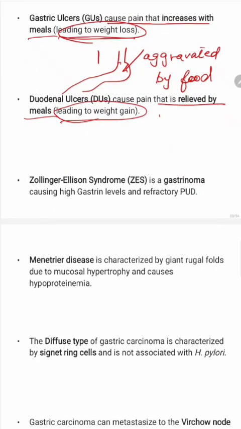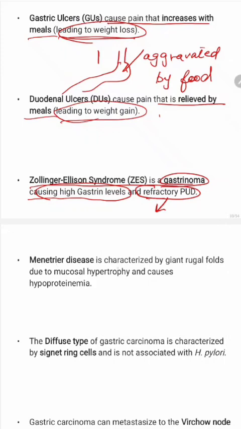Now, Zollinger-Ellison syndrome. It is a gastrinoma causing high gastrin level and refractory peptic ulcer disease. Okay, so Zollinger-Ellison syndrome is a gastrin secreting tumor, and the person will have a high gastrin level, and there will be refractory peptic ulcer disease.